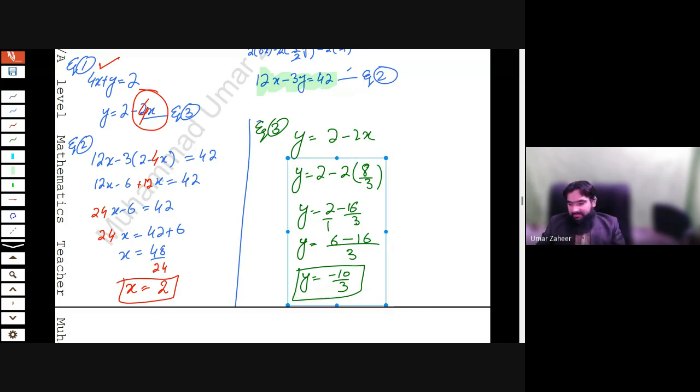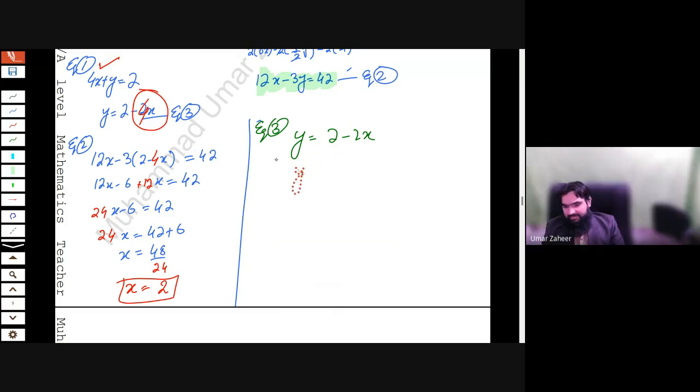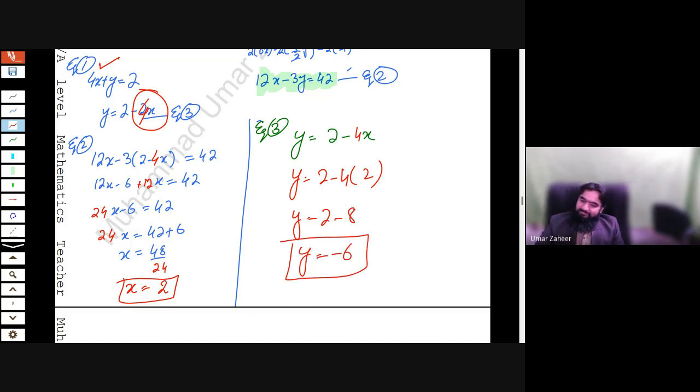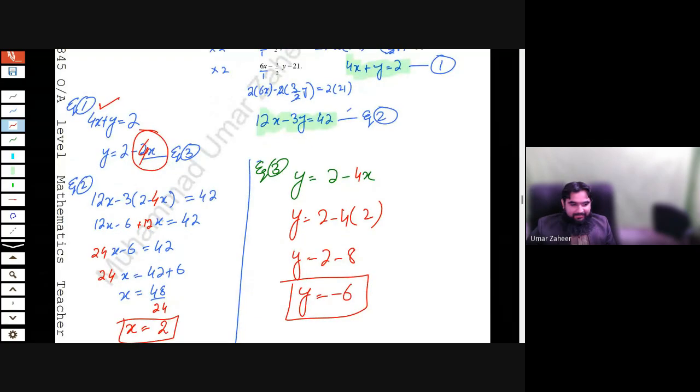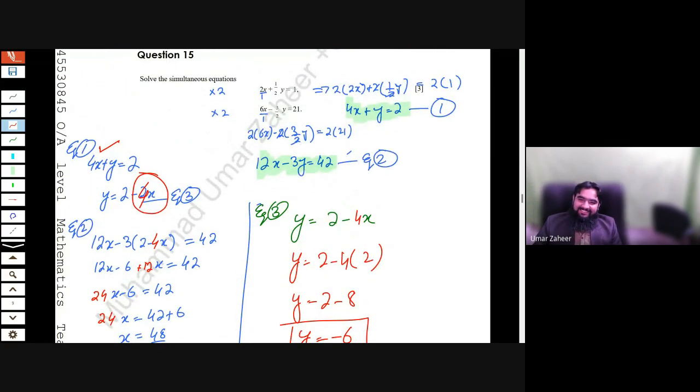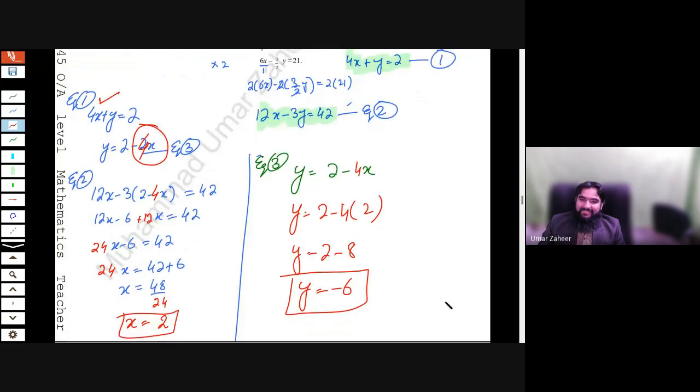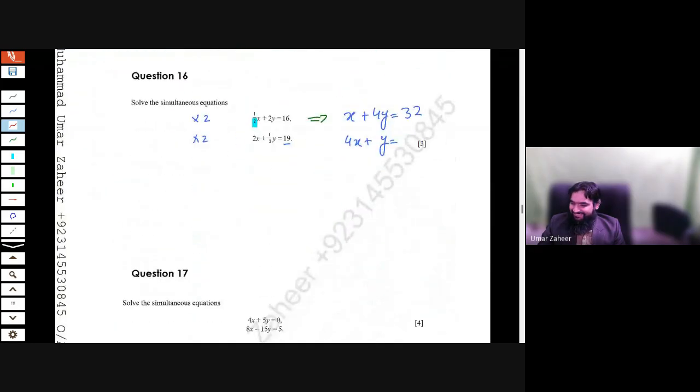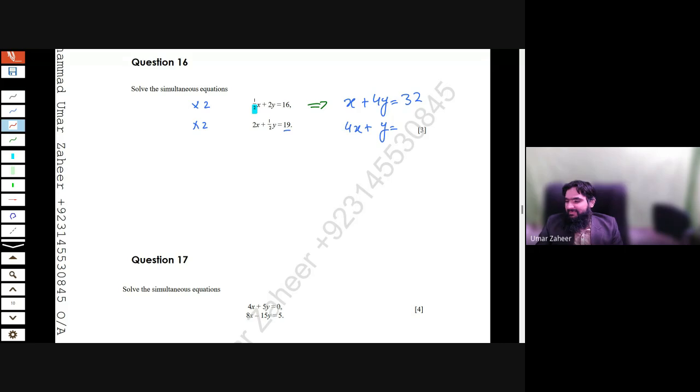Yes, sir. y is equal to 2 minus 2 into 2, which is 4. Minus 8 and y is equal to minus 6. All right, is it clear? Yes, sir, I am clear. Okay, so we have to multiply by 2. So 2 multiplied by 19. Yes, what is it?